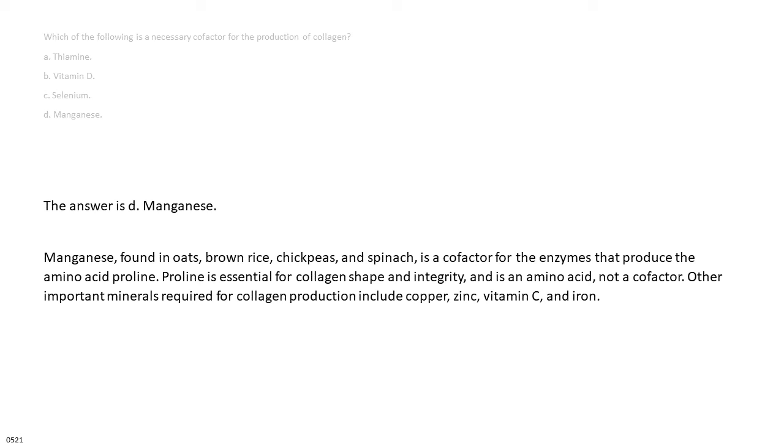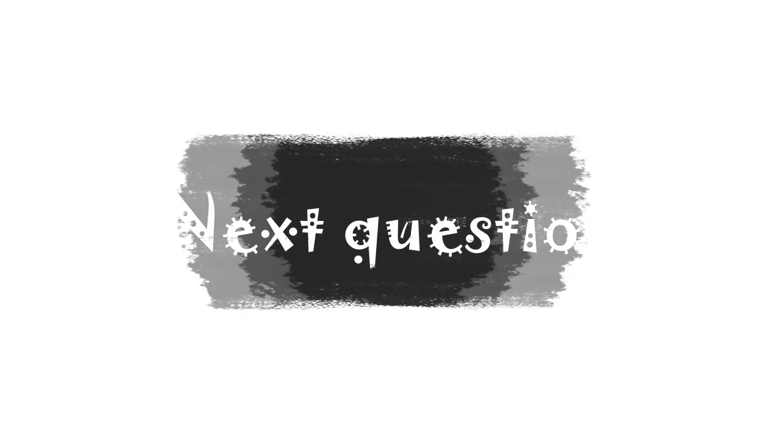The answer is D. Manganese. Manganese, found in oats, brown rice, chickpeas, and spinach, is a cofactor for the enzymes that produce the amino acid proline. Proline is essential for collagen shape and integrity, and is an amino acid, not a cofactor. Other important minerals required for collagen production include copper, zinc, vitamin C, and iron.